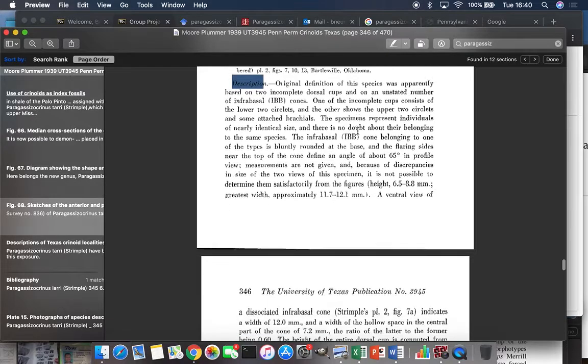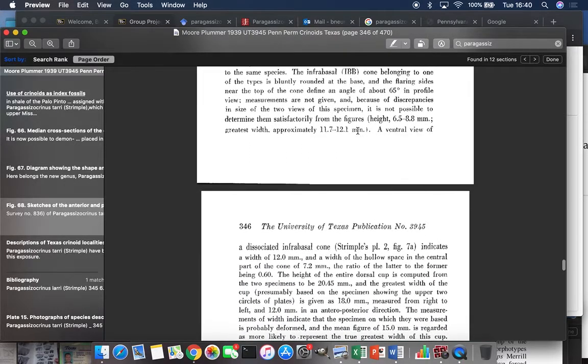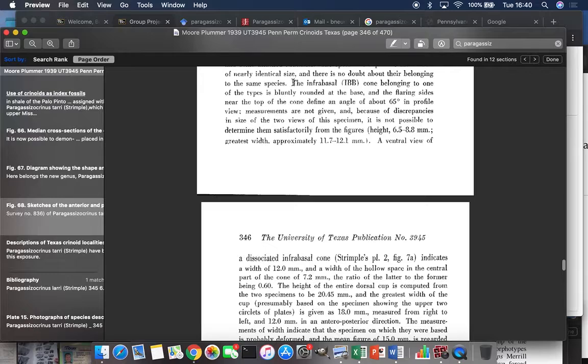So you're going to want to see exactly what it is, so it has which plates. Okay, so it's bluntly rounded at the base, so it's kind of rounded off. These have been described as looking kind of like a bullet that's been fired and sort of hit something and flattened out a little bit, like a smushed bullet shape.